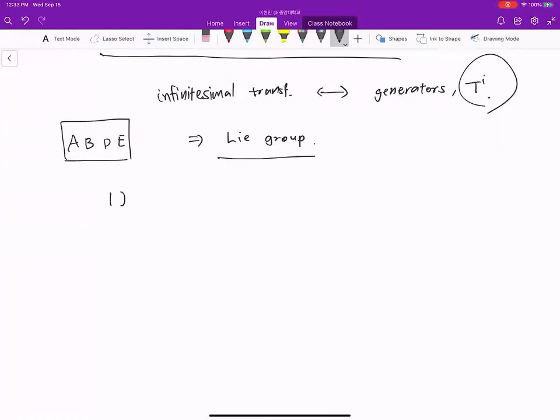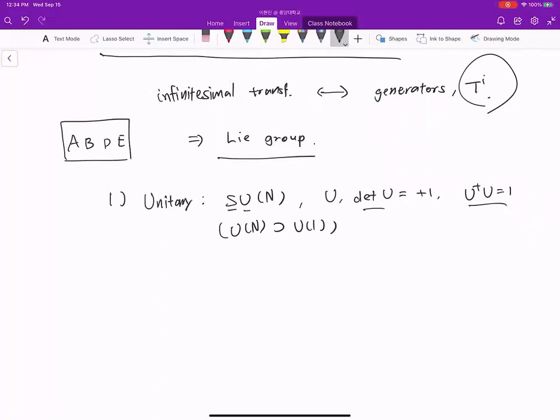So the first one is the unitary group, SU(N). Of course, in the case of U(N), that contains a U(1) factor, but SU(N) is special and unitary. In this case, special means the determinant equals +1 for the transformation. And unitary means this property. So from there, you can find that the dimension of the group is N squared minus 1.